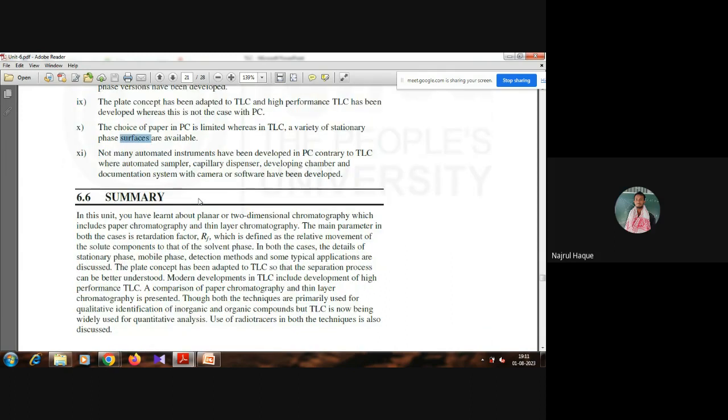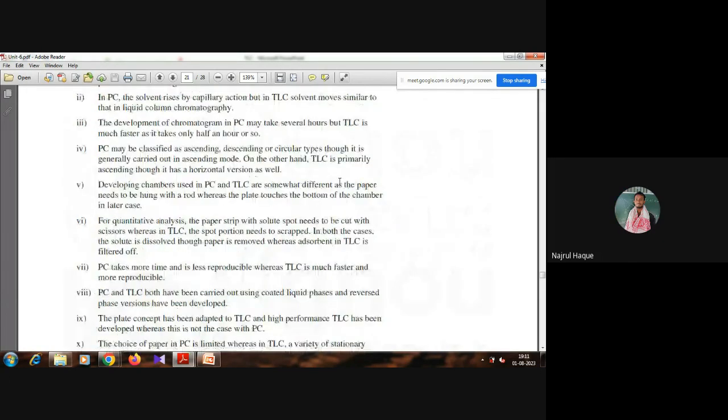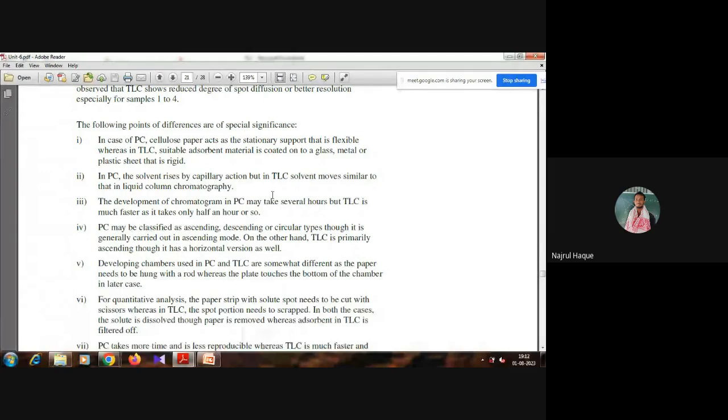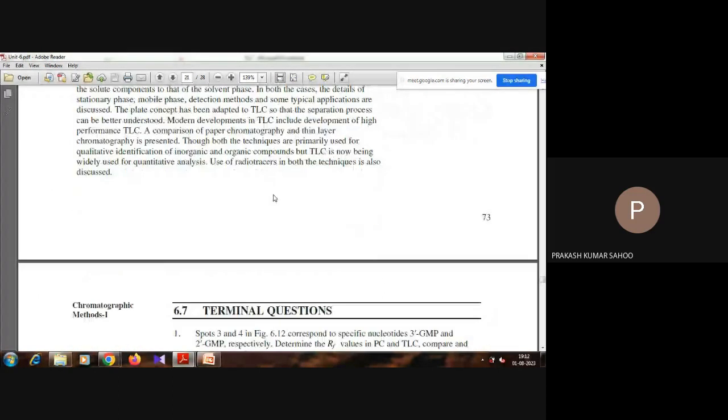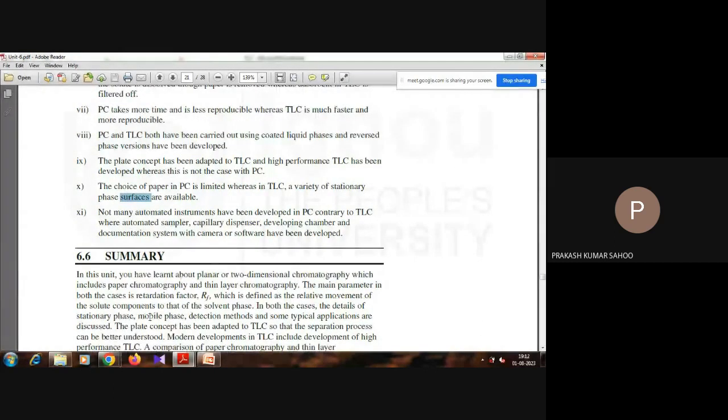Not many automated instruments have been developed in PC. Compared to PC, in TLC, automated samplers, capillary dispensers, development chambers, and documentation systems with camera software have been developed in your advanced high performance thin layer chromatography. So these are the characteristic differences between your paper chromatography and thin layer chromatography. Then this is all about your unit 6, that is related to your paper chromatography and thin layer chromatography.